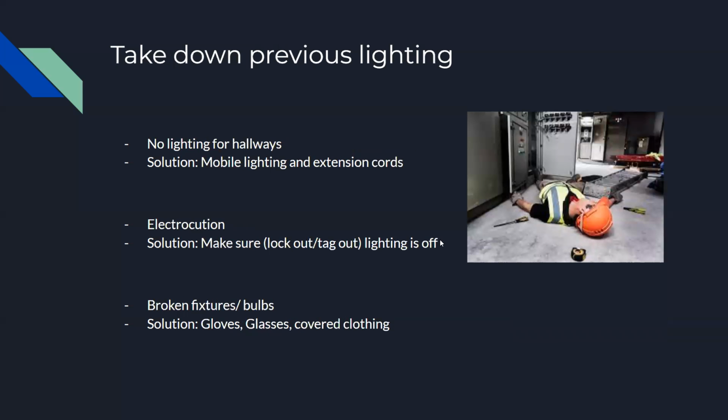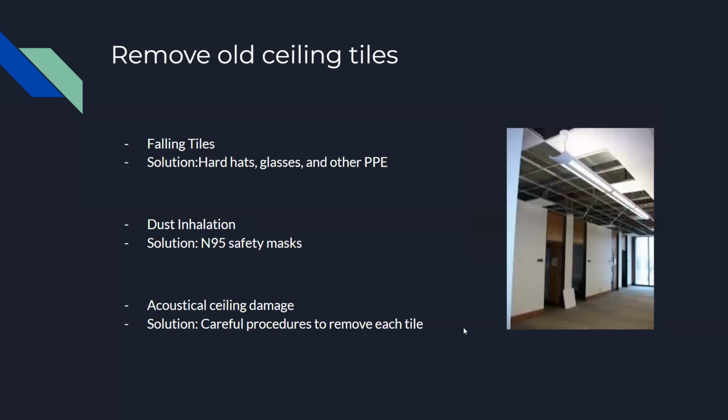Now we'll be taking down the lighting. We'll take out the lights of the hallways. Possible risk hazards will be low lighting in the hallways, electrocution, and broken bulbs or fixtures that can cut us. To solve the lighting problem, we'll be using mobile lights with extension cords as supplementary lighting, so we can see as we work. For electrocution, we will have a lockout tagout procedure. And for broken fixtures, please, guys, wear gloves, glasses, and cover clothing.